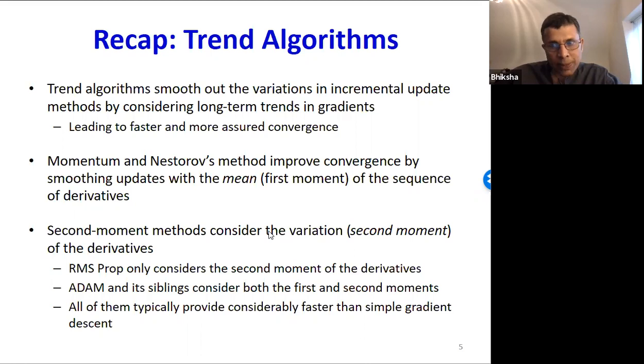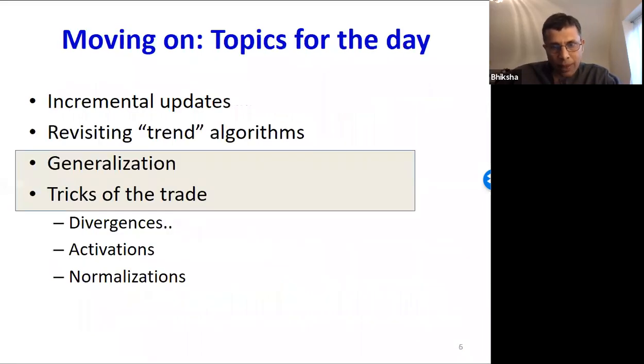We looked carefully at two of these methods. RMSprop only considers the second moment of the derivatives to normalize our update steps, but it doesn't consider the first moment. Adam considers both the second moment and the first moment, so it combines the best features of both momentum and Nesterov's method. And there are various other variants of the same theme. All of them typically provide considerably faster convergence than simple gradient descent. So this is the recap of everything that we have seen so far.